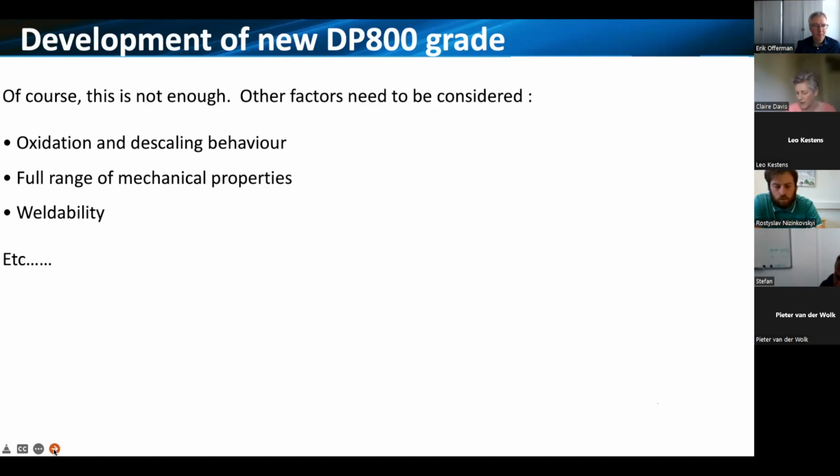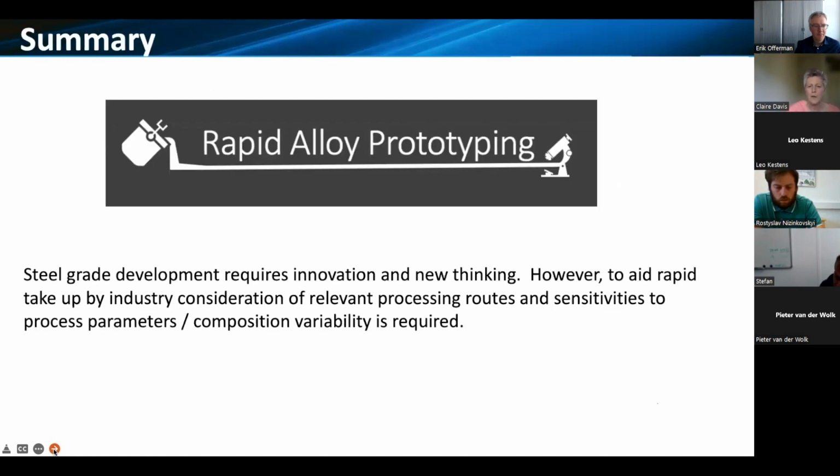But I hope what I've shown is that the use of rapid alloy prototyping coupled with modeling and simulation allows us to do that innovation and thinking. And I've tried to pick out one example to illustrate the process, and there are lots of other examples that we've done. There are lots of really good examples from other labs across Europe, across the world.